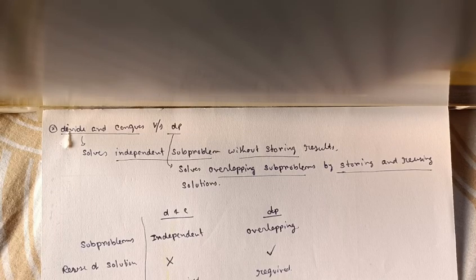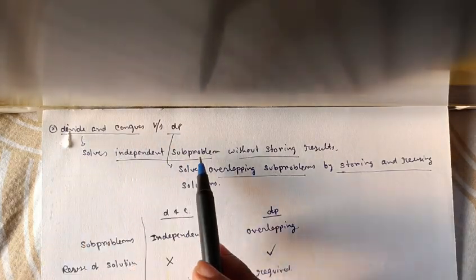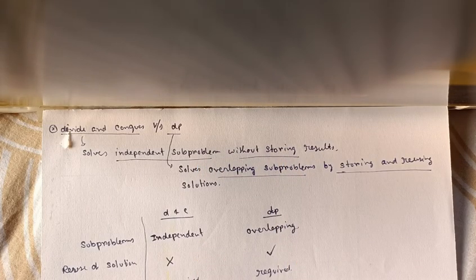Divide and conquer versus dynamic programming. A very important concept of DSA. Divide and conquer solves independent subproblems without storing the result. If you take the example of binary search, a pointer is made that needs to compare with your desired result, and it returns the index. There is no need to store the result. We just find the index and return it.